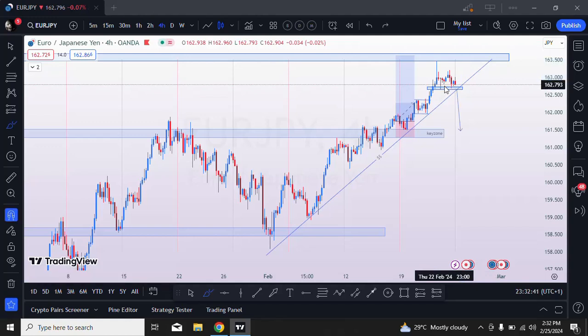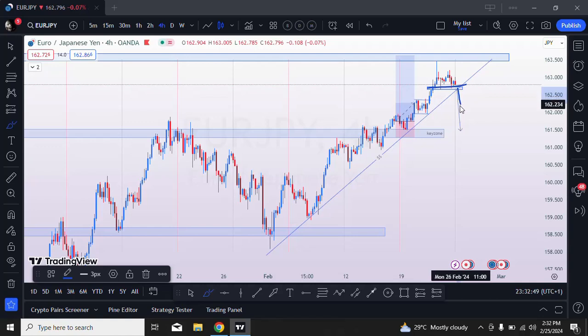Then my number two bias is that if price breaks below this support, minor support, and also breaks this trend line, I could be looking for a sell opportunity all the way down back to this key zone. Now this is a very strong area. This is a key zone. So that's my second bias.